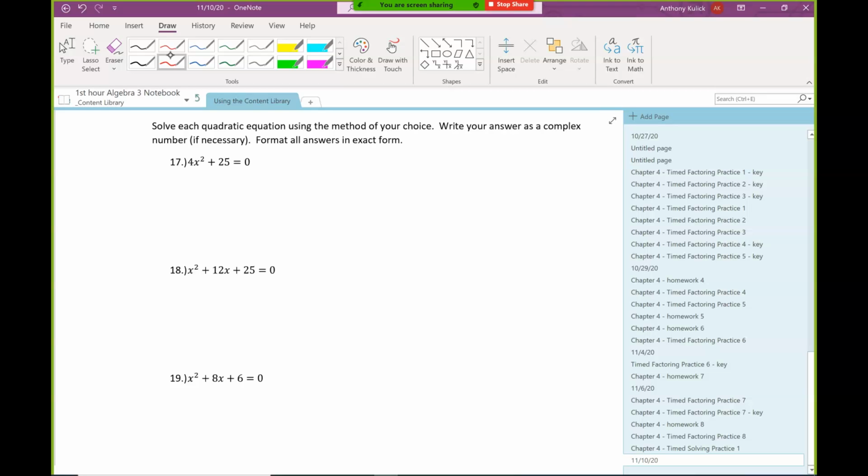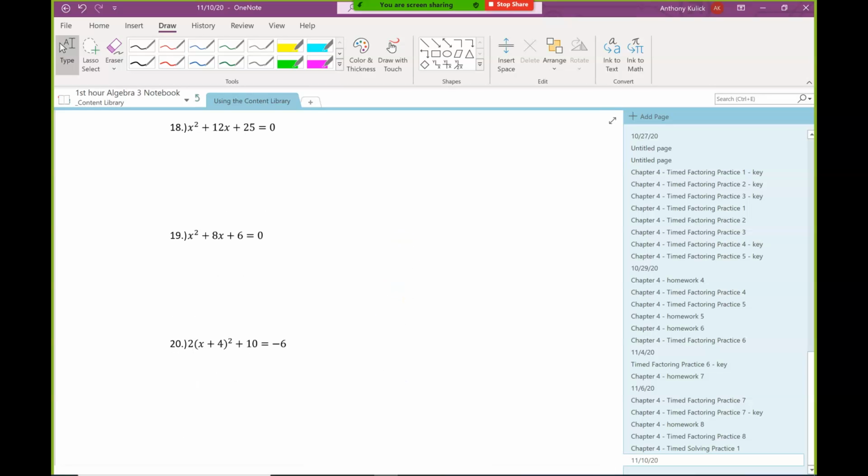So 18, I cannot use the reverse order of operations because I have both an x and an x squared. So that one is out, but I could try to factor it. You could look at this case and it should be easy to tell that this one isn't going to factor because there's not two numbers that multiply to give us 25 and add to give us 12. So you'd have to use the quadratic formula in this one. 19, similar story. Reverse order of operations is out, but we could try to factor it. It doesn't actually factor, so you'd have to use the quadratic formula.